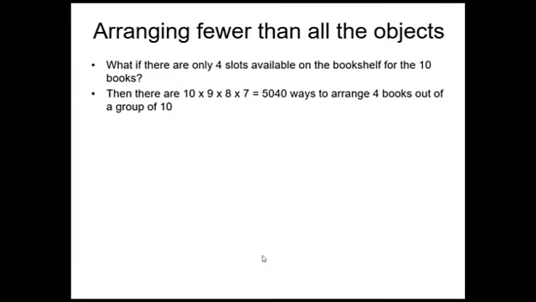Arranging fewer than all the objects. What if there are only 4 slots available on the bookshelf for the 10 books? Then there are 10 times 9 times 8 times 7 is equal to 5,040 ways to arrange 4 books out of a group of 10.